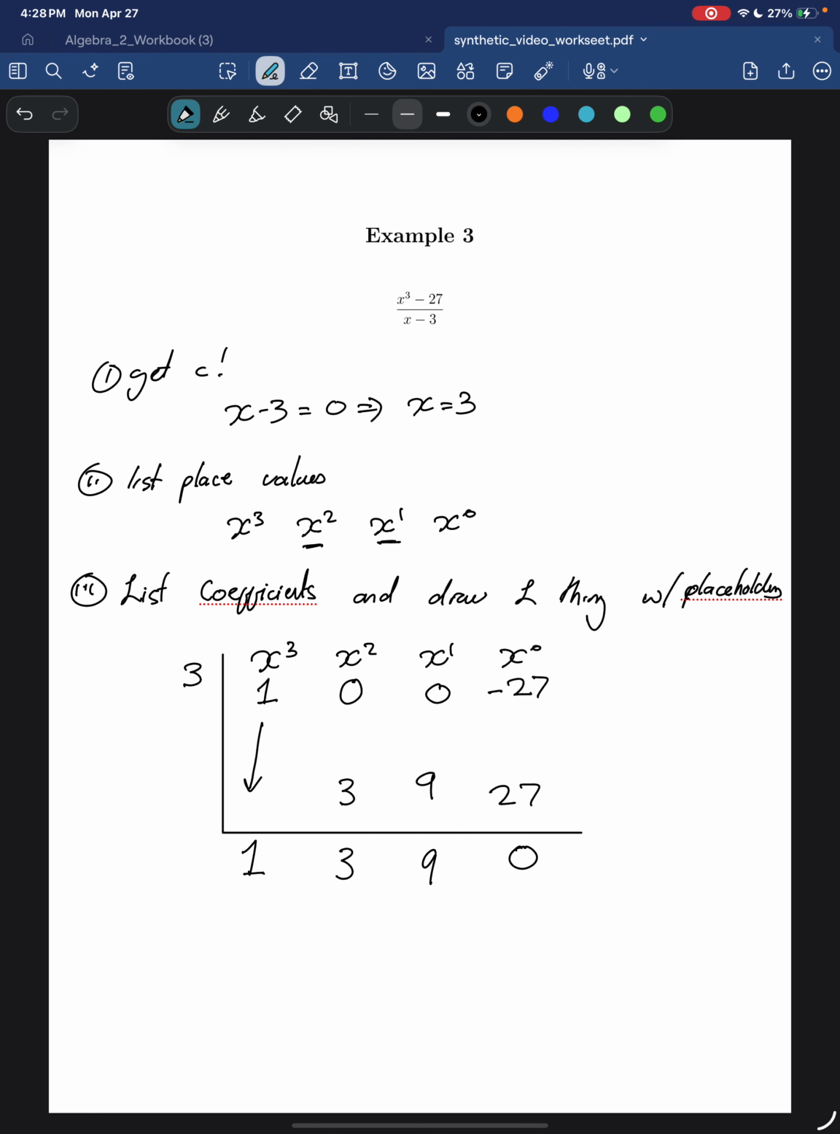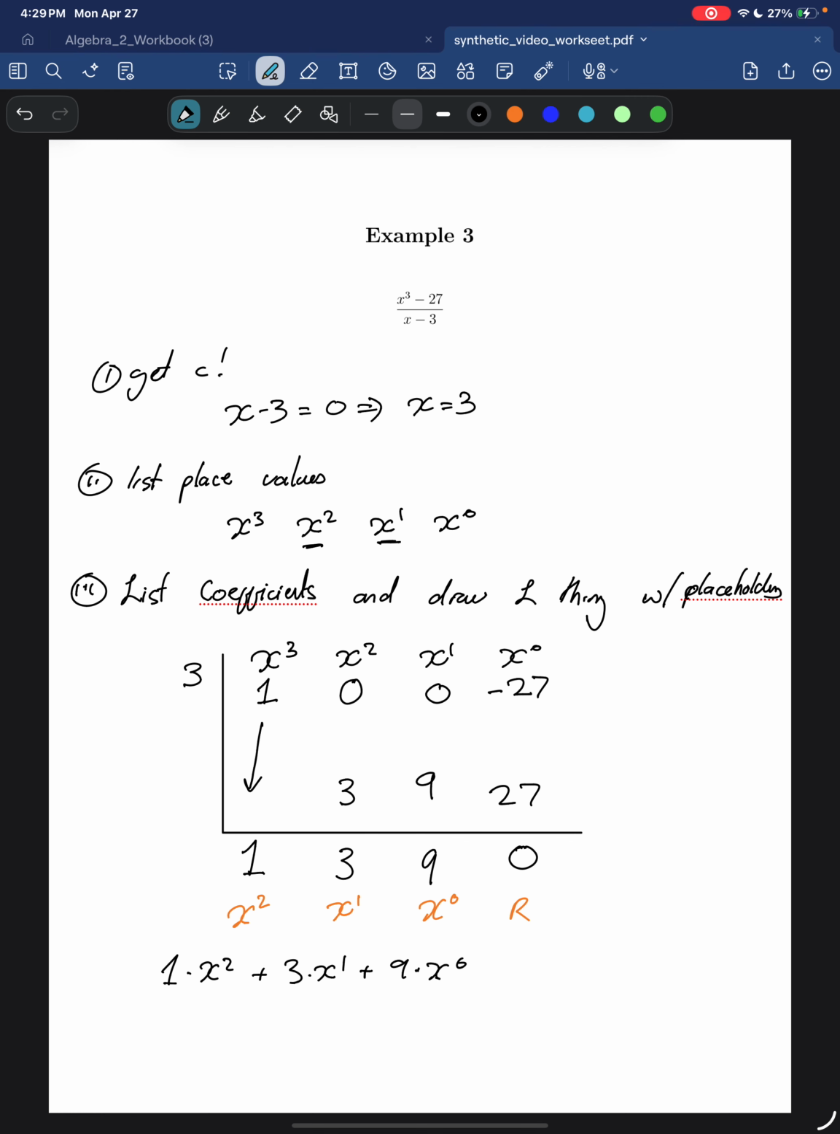So what's my answer here? Remember, for my answers, I need to remove 1 from the exponents of the placeholder values. So I'm going to have here x to the power of 2, x to the power of 1, x to the power of 0. And this is my remainder. All right? So my answer in this case is going to be 1 times x to the power of 2 plus 3 times x to the power of 1 plus 9 times x to the power of 0.